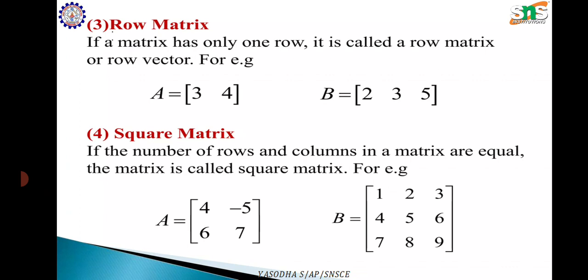We already studied about the square matrix. If the number of rows and columns in a matrix are equal, then the matrix is called a square matrix. For example, A is equal to 4, minus 5, 6, 7. A is of order 2, therefore there are 2 rows and 2 columns. Therefore the matrix A is a square matrix. Likewise B has 3 rows and 3 columns, so B is a square matrix.